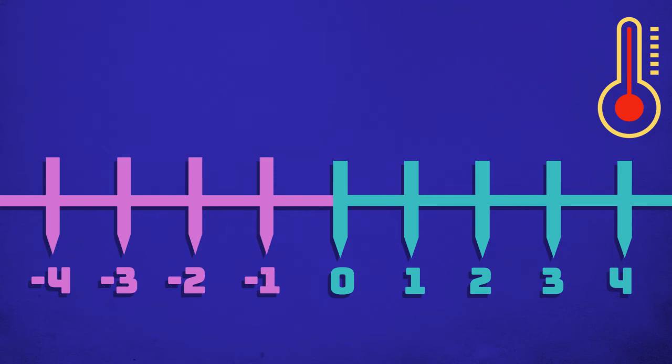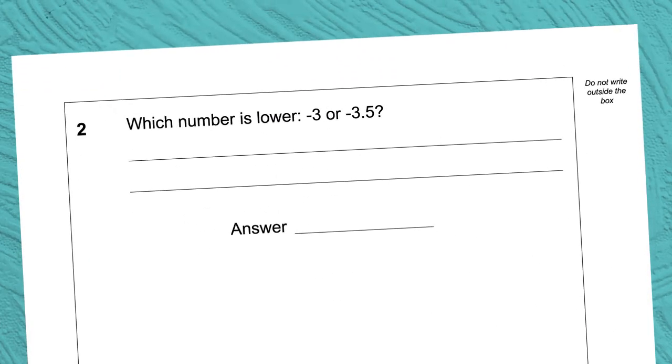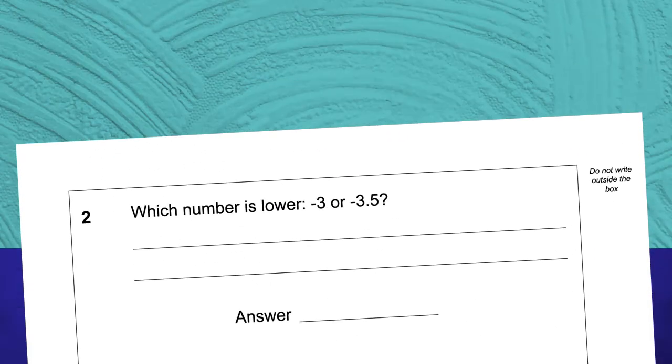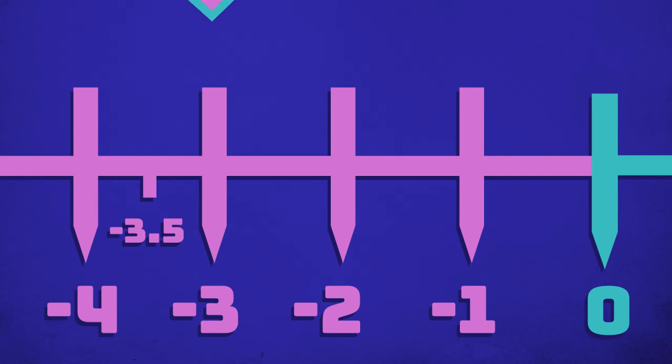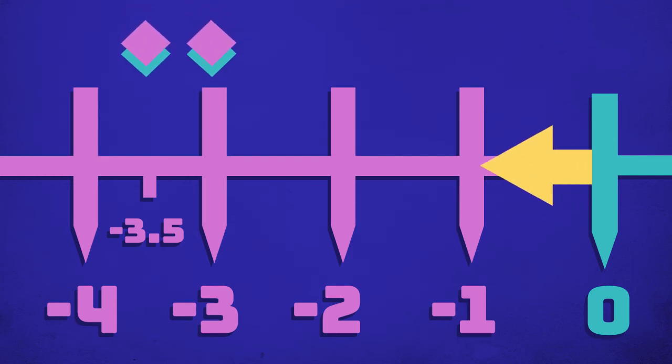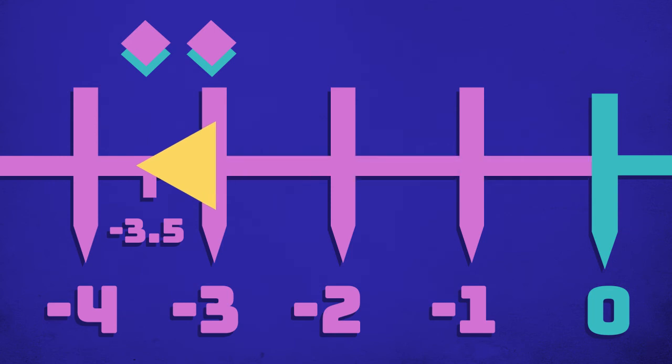Number 2, which is lower, minus 3 or minus 3.5? Let's draw them on our number line, minus 3 and minus 3.5. Which is further from 0? Yes, minus 3.5 is lower.